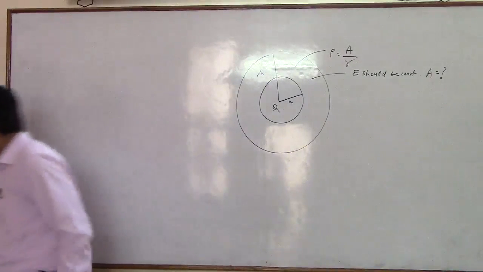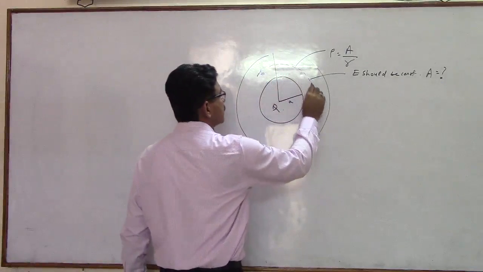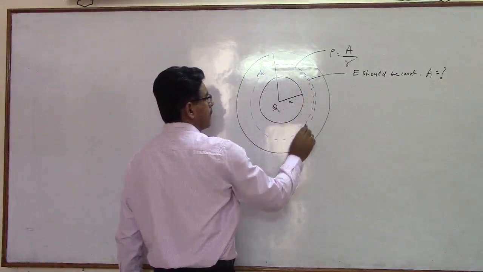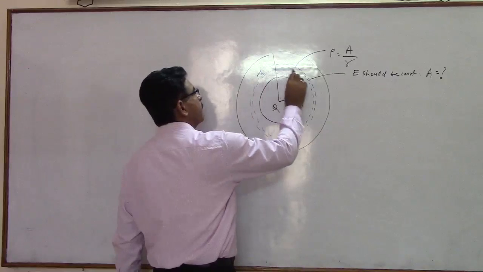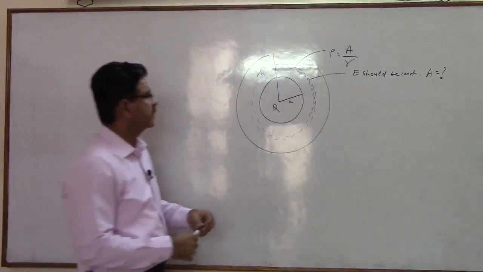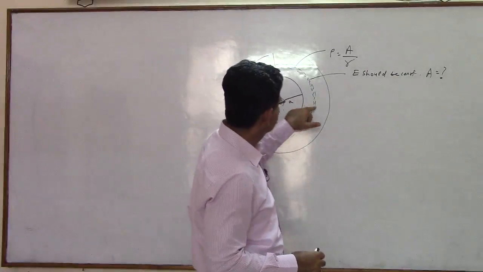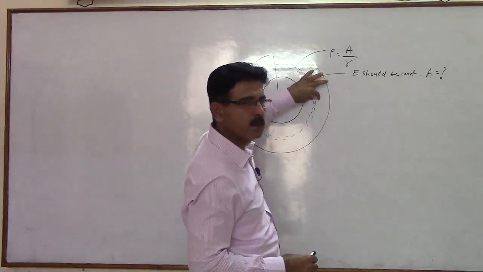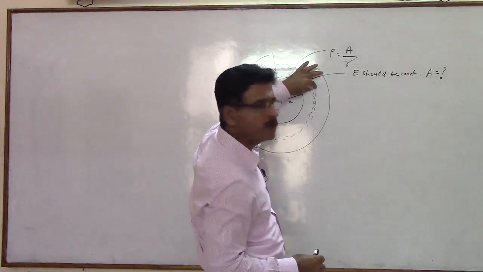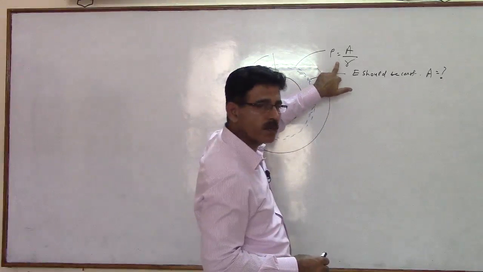Okay, so I take an elemental shell here. So the thickness of the shell is dx, and this distance I can take as x. So what will be the charge associated with this shell? This will be 4 pi x square, that is the surface area, into dx, that would make it a volume, into the rho term, right?